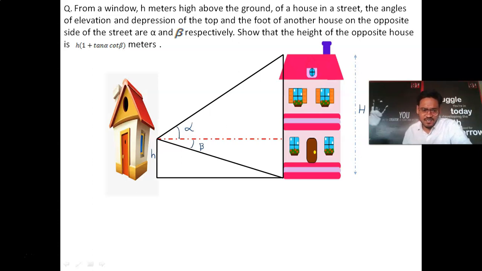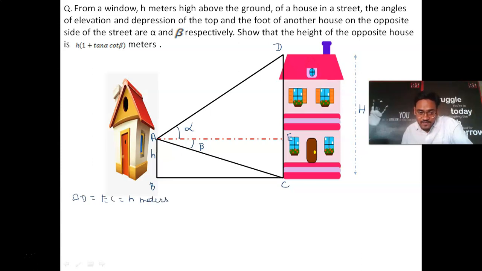Let us name the points first. This is A, this is B, this is suppose C, this is D. AB denotes the height of the window from the ground level. CD denotes the height of the opposite house, that is capital H, and let me take this point as E, CE. Now students, let us solve fast. This AD and EC are both equal to h meters.